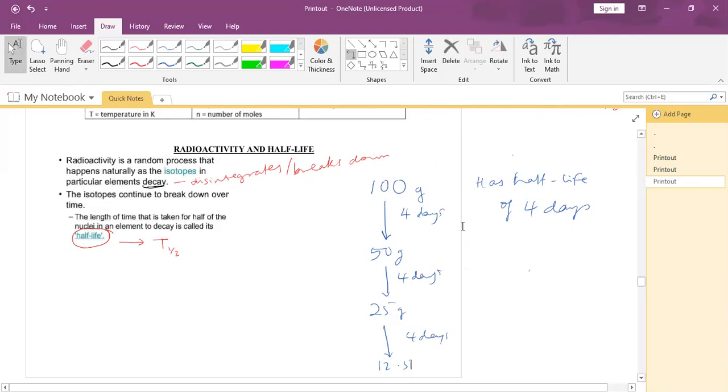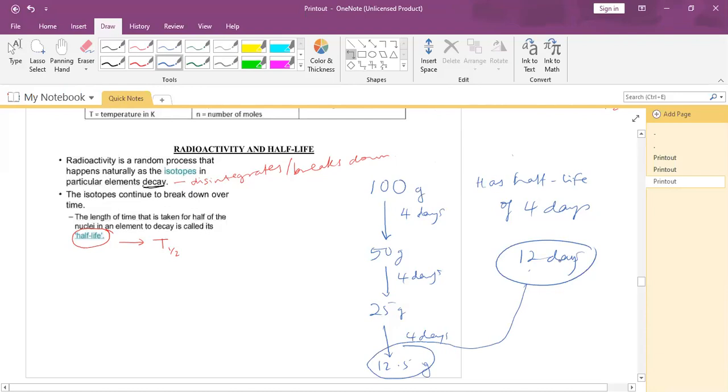So they could give you a question where you have the mass given. Then they tell the half-life. Then they can ask you how much of the substance will be left after maybe 8 days. For example, for this one, I can ask you how much of the substance will be left after 12 days if I have 100 grams? You know the half-life, so break it down: every 4 days, 4 days, 4 days. So after 12 days, you'll be left with 12.5 grams of the substance. Just using this simple approach.